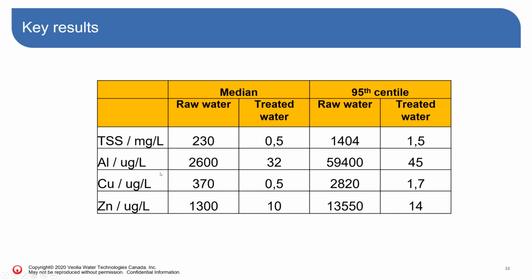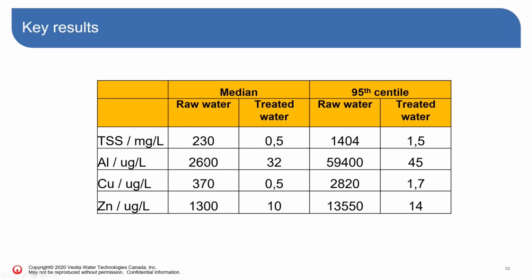Results, as I said, metals and everything. We don't have quite as many results, so I'm talking about the 95th instead of the 98th percentile, but it still gives you a very good idea. TSS were actually very high. You can see on average 230, maximum 1400, and then we were treating down to about 1 ppm of TSS.